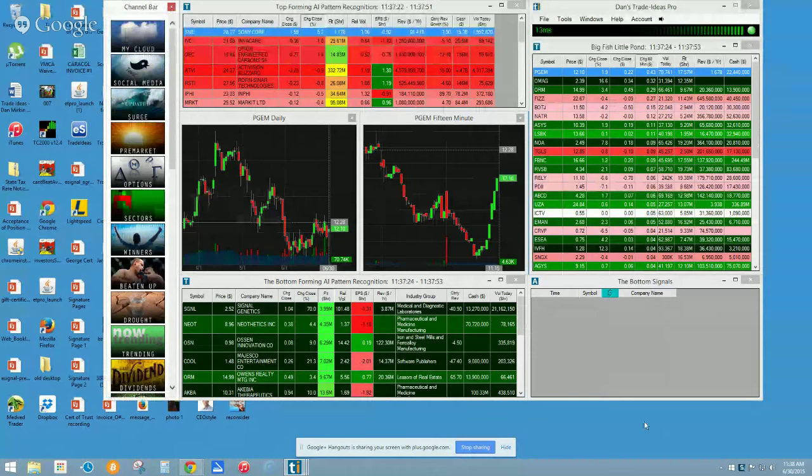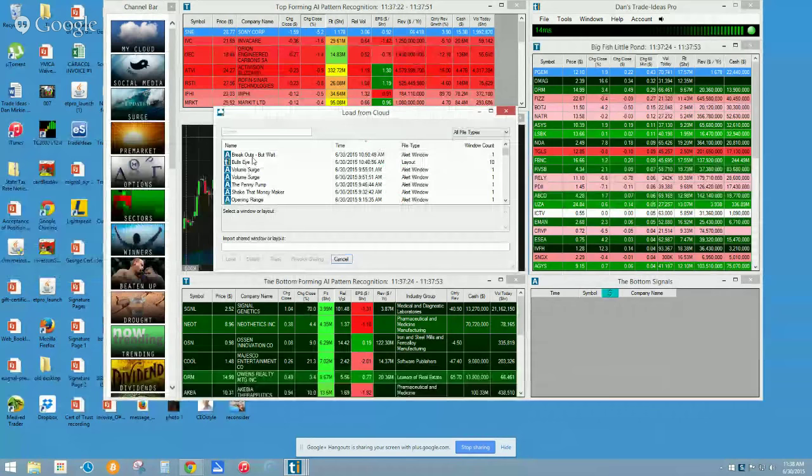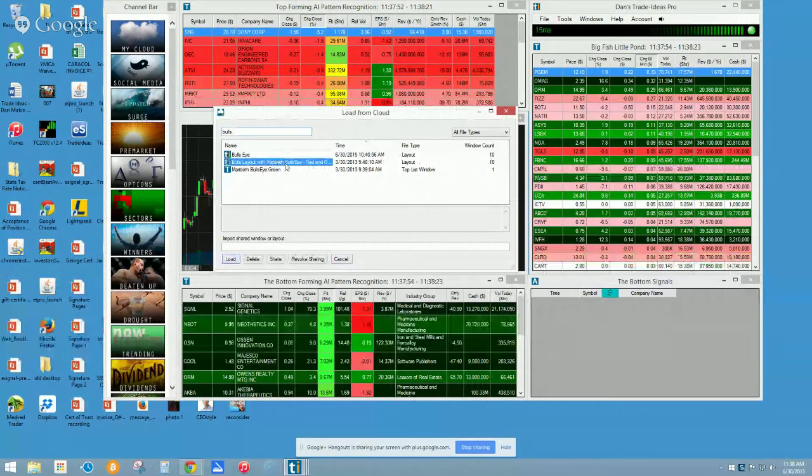When one of my students says, hey, what about this scan? I just send it to him on the cloud and all of a sudden he's got this scan. It's really cool because anything you're looking to do, I always creep around on the Trade Ideas forum looking for new scans, because there's always 150 people sitting there talking about whatever they built and you can come in and contribute.